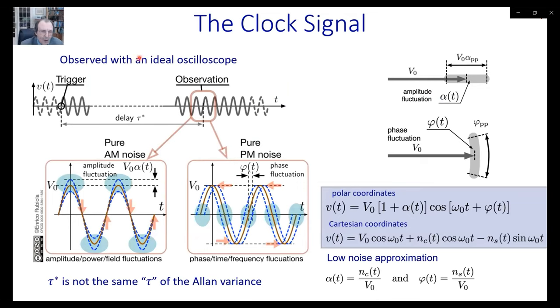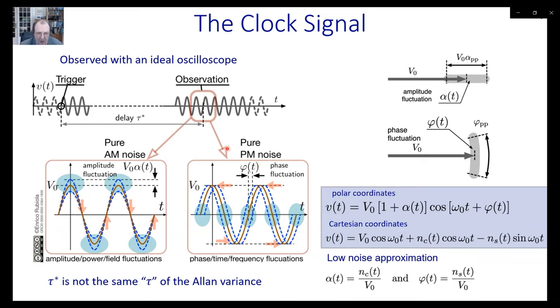Well, the clock signal looks like this. We observe it with an ideal noise-free oscilloscope with a perfectly stable and accurate time base. So when we have the trigger at this point and we observe the second time base at this point, we can observe in the presence of pure AM noise something like this: fluctuating peaks here and here and here, and the zero crossings are perfectly stable. This is what happens in the presence of AM noise only, and the fluctuation is V0 times alpha, which means that the fractional amplitude fluctuation is just alpha.